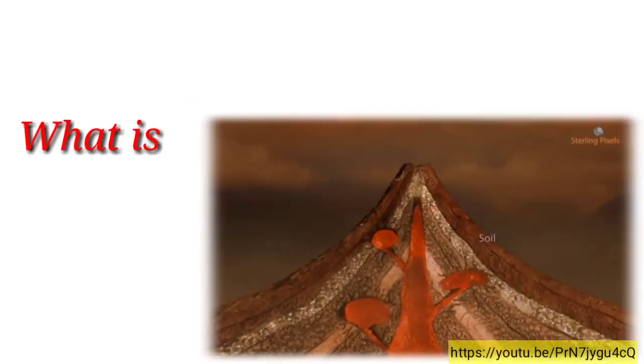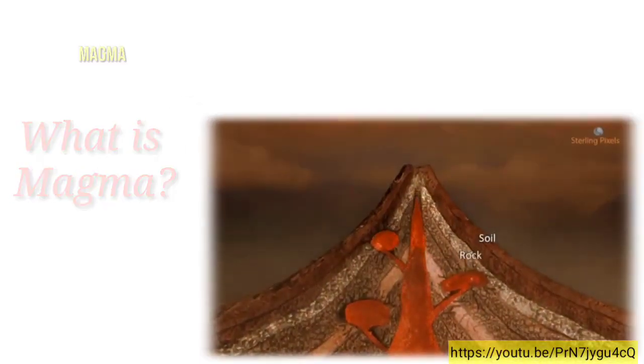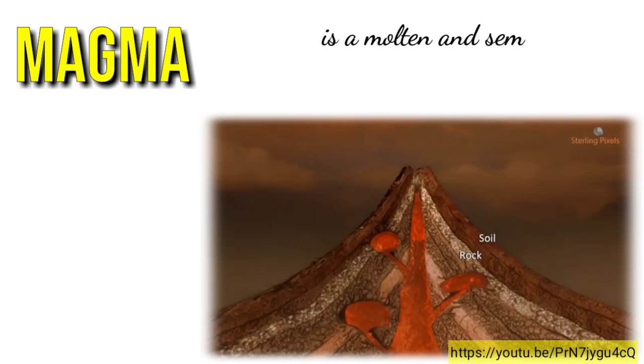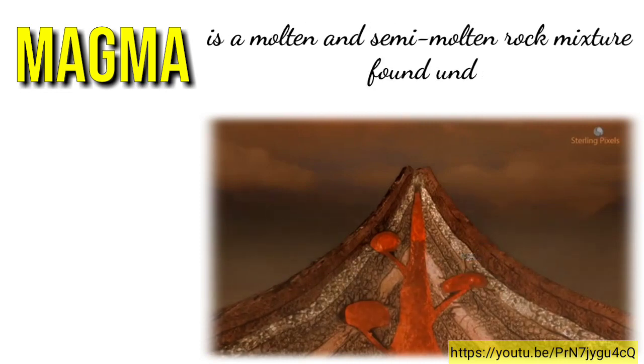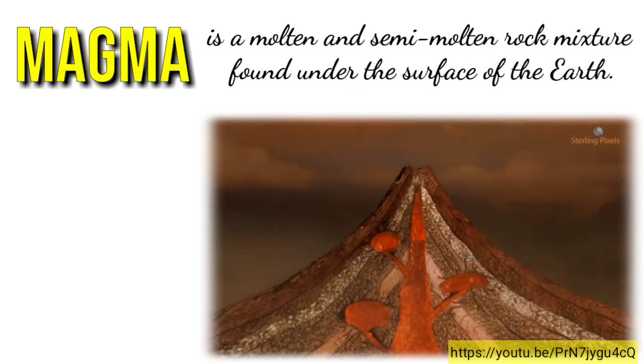Now, what is magma? Magma is a molten and semi-molten rock mixture found under the surface of the earth. When magma is ejected by a volcano or other vent, the material is called lava. Magma that has cooled into a solid is called igneous rock.